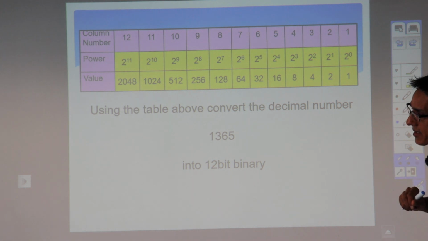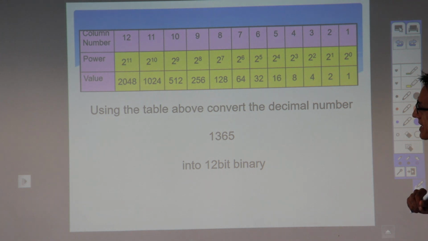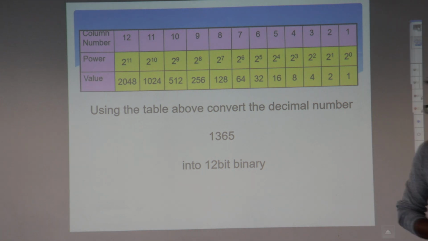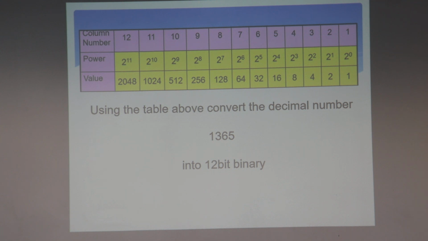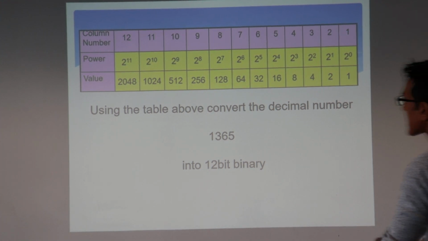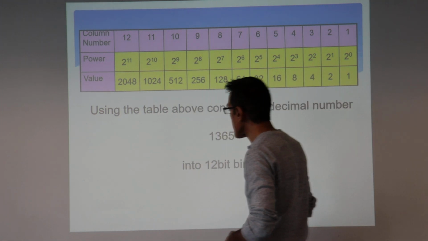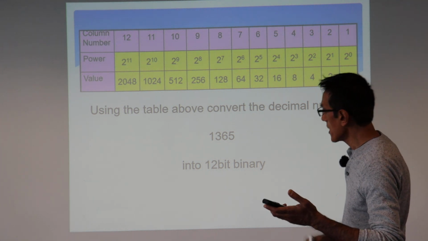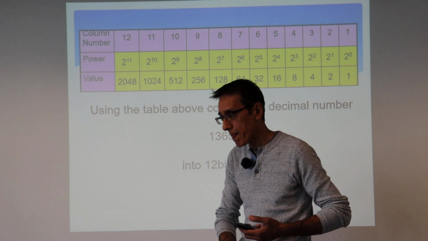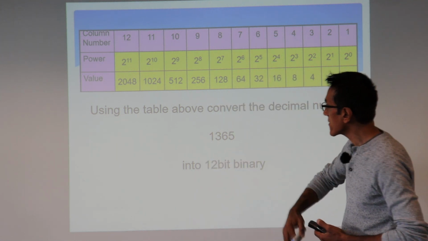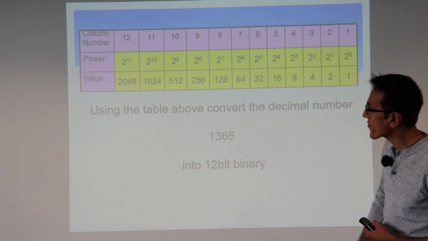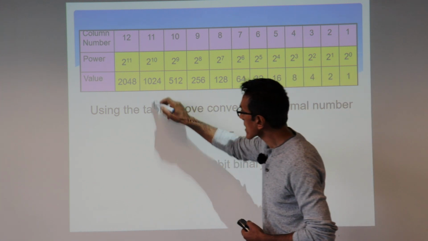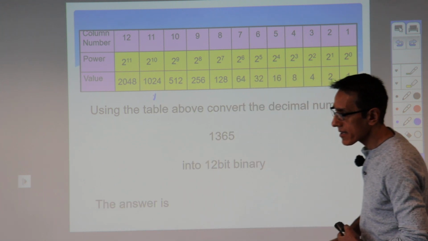Let's do another one. This time we're going to convert the decimal number 1365 into 12-bit binary. So we look at the number 1365 and ask myself, 2048. Could I use a 2048? Nope, it's too large. I could use a 1024. I take 1365 and I subtract 1024 from it. I take one of these, so one of these is necessary.